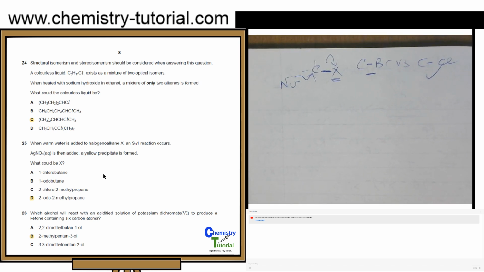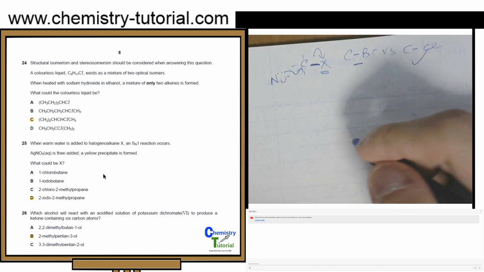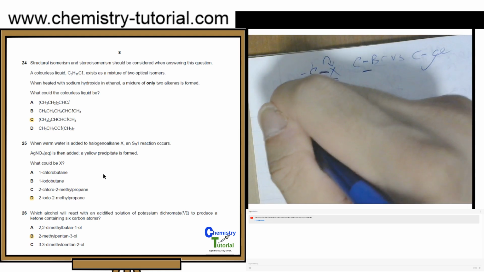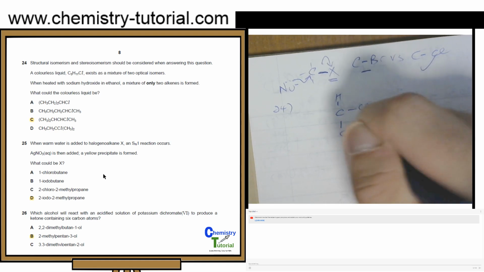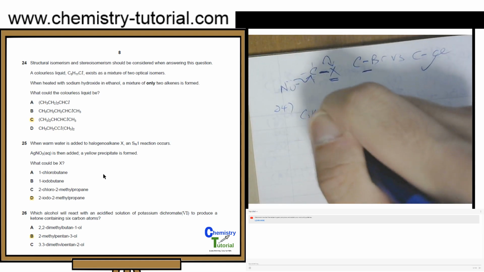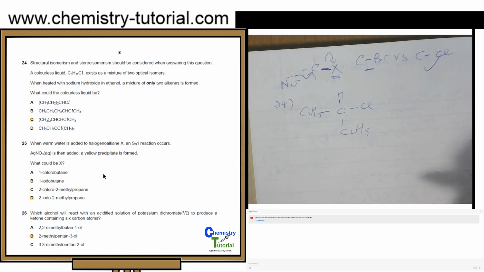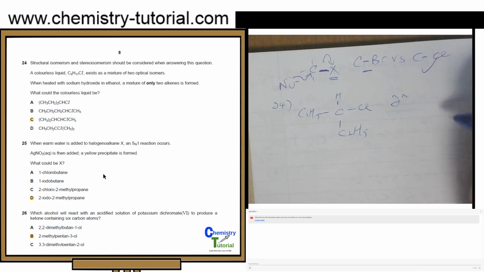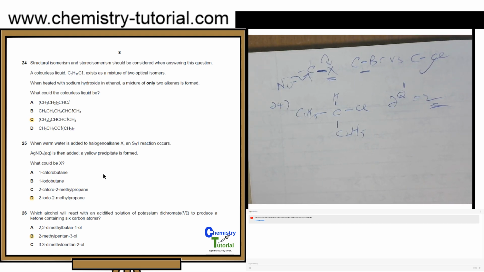Now, let's see how to do this. Let's consider option A then. Let's see why A is wrong, because it has HCl and C2H5, C2H5. They told us that this C5H11Cl exists as a mixture of two optical isomers. That means you have two enantiomers. That means you must have one chiral carbon, because of 2 to the power of n. If you have one chiral carbon, you're just going to get two optical isomers, enantiomers.